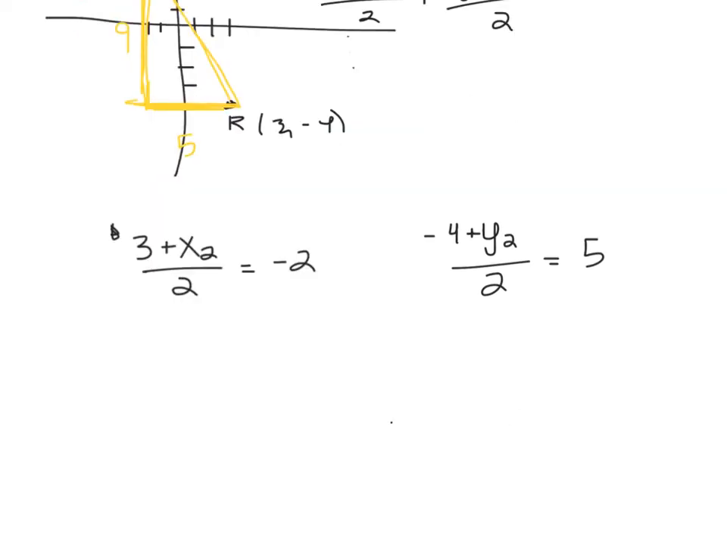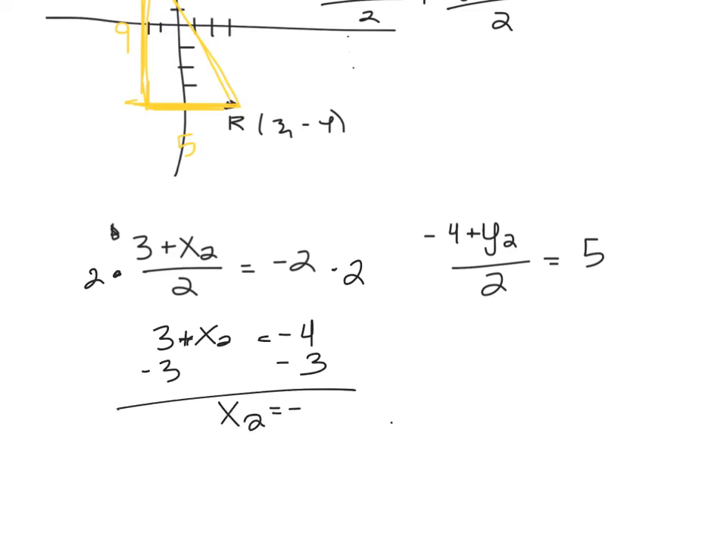And we can now solve each of these equations for x2 and y2. So I'm going to multiply both sides by 2 to get rid of that 2 in the bottom. 3 plus x2 equals -4. Subtract 3 from both sides, and I get that x2 is -7. That's 5 units farther to the left than the midpoint was from the other endpoint, just like we suspected.